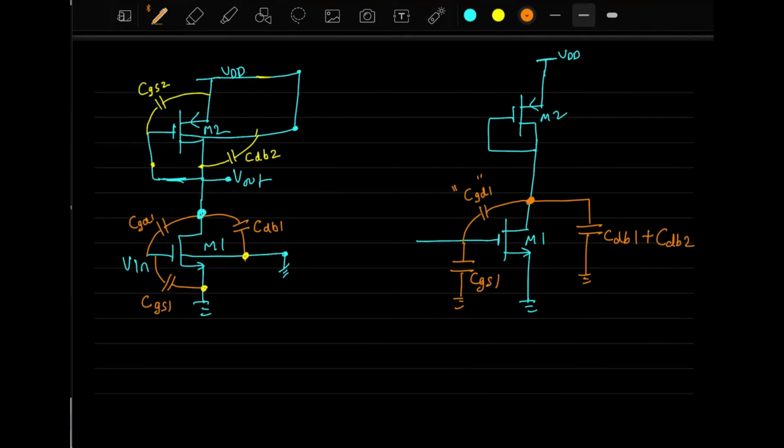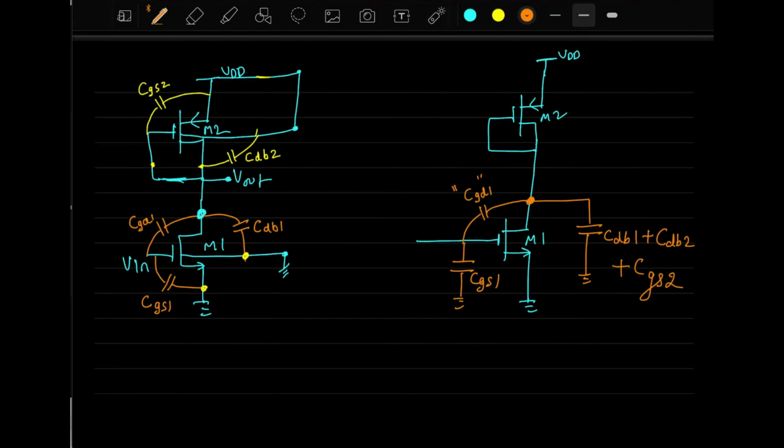And how about this capacitance? Can we write it here or not? Because this point is connected again to the drain terminal and this point is grounded. So can we write this thing? Yes. So this is the thing.